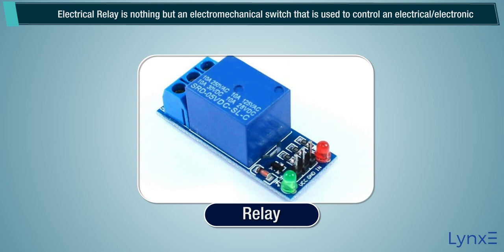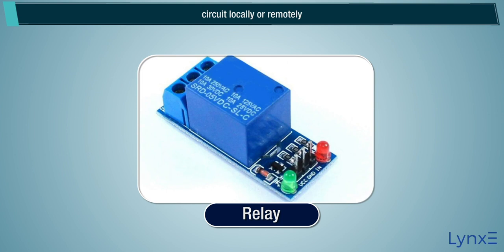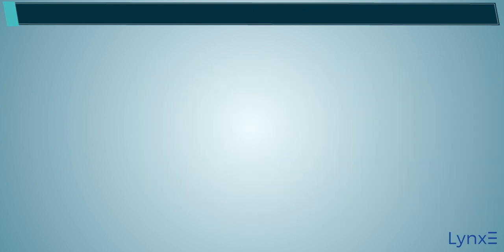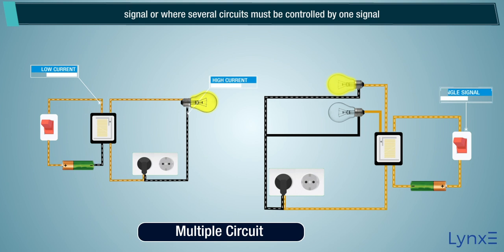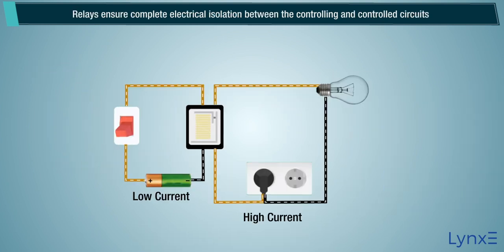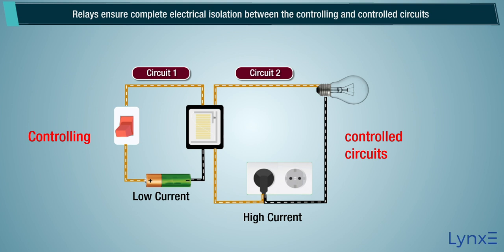A relay is an electromechanical switch that is used to control an electronic circuit locally or remotely. Relays are used where it is necessary to control a circuit using a low power signal, or where several circuits must be controlled by one signal. Relays ensure complete electrical isolation between the controlling and controlled circuits.